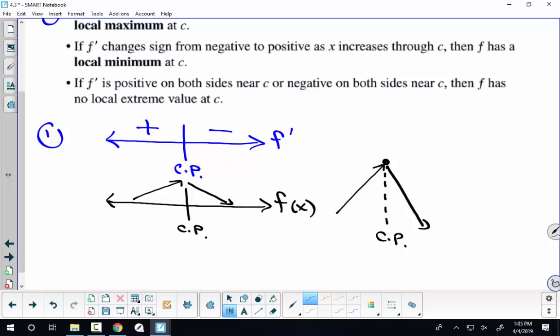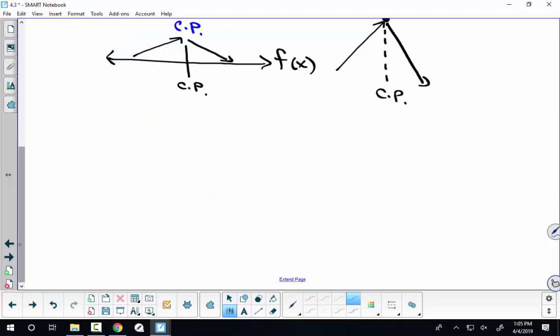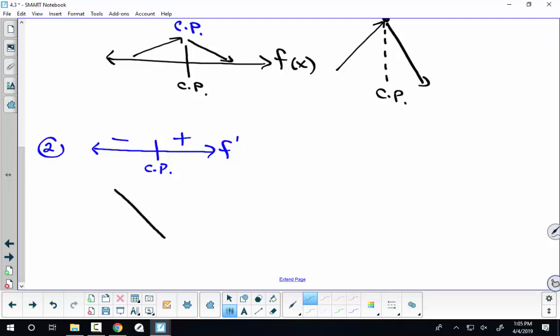Similarly, if the first derivative changes signs from negative to positive, then we have a local minimum at that critical point. So again, if we're looking at the chart for the first derivative, and the first derivative is negative and then positive, that means the function is decreasing and then it's increasing, so you have a local minimum here.